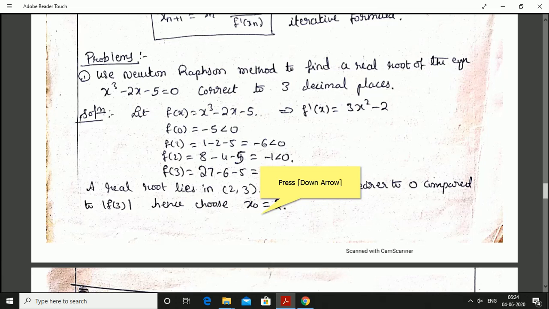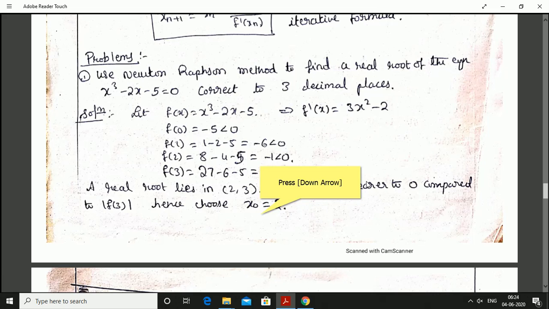3 power 3 is 27 minus 2 into 3 is 6 minus 5. 27 minus 6 minus 5 is equal to 16. It is greater than 0. Look at this, f of 2 is less than 0, f of 3 is greater than 0. Definitely there exists a root within the interval 2, 3. There exists at least one real root within the interval 2, 3.